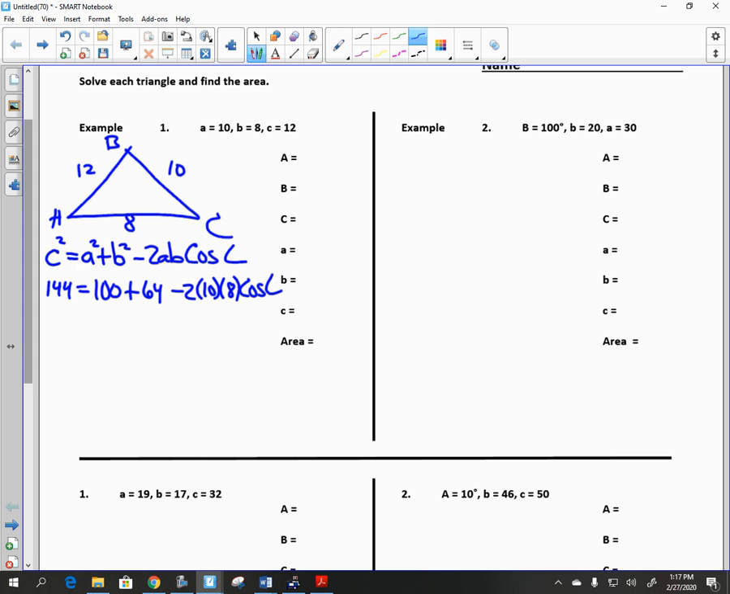The way that we solve for this is different. You need to be careful. A lot of people make mistakes here. Not many people make mistakes with the side angle side one, but a lot of people make mistakes here. So I just want to make sure everybody's clear. 144 equals 100 plus 64 minus, what's 2 times 10 times 8? 160, yep, negative, cosine of angle C.